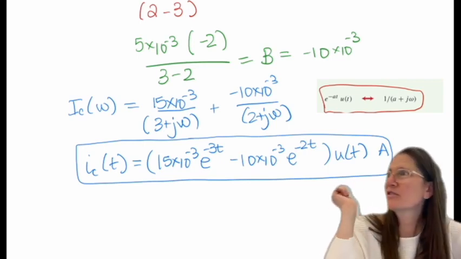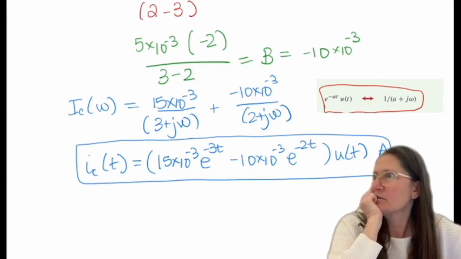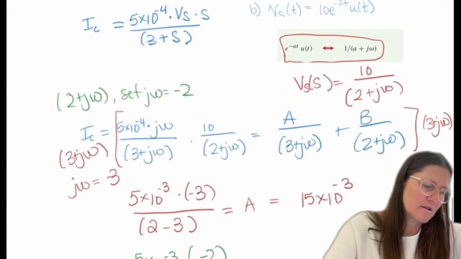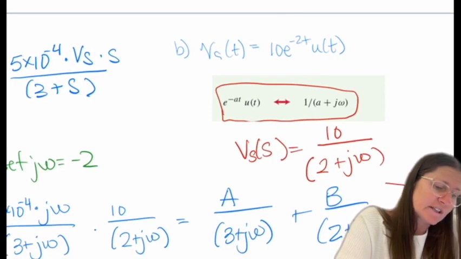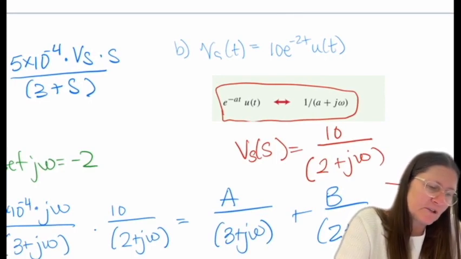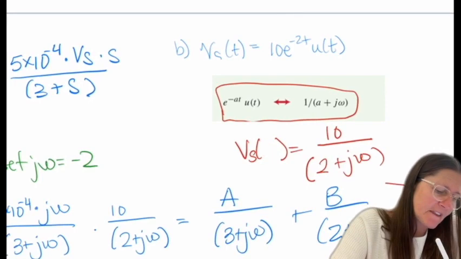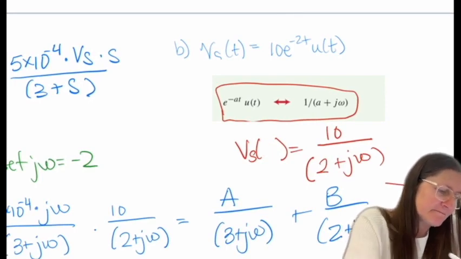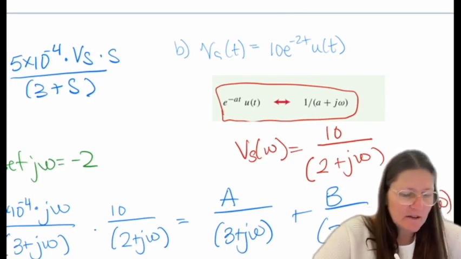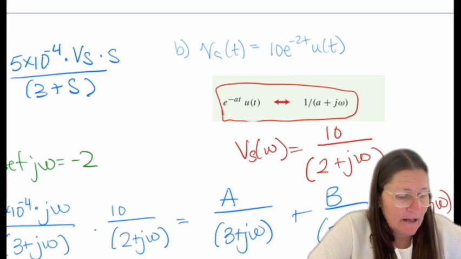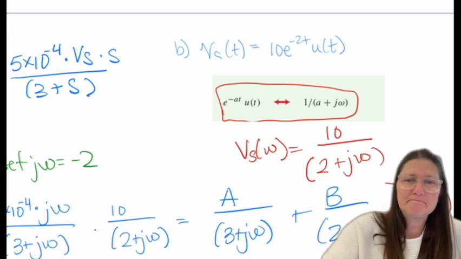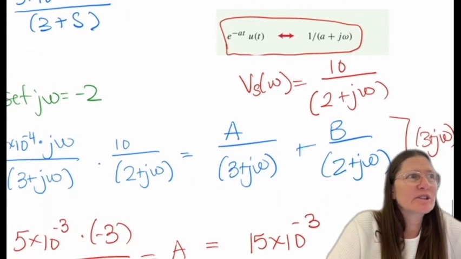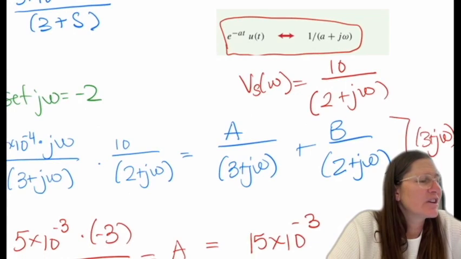But isn't the VS in the... oh wait, never mind. So VS you can translate. This was a j omega. That was actually omega. VS of omega. But you could put it in S if you wanted instead. All right, any other questions?